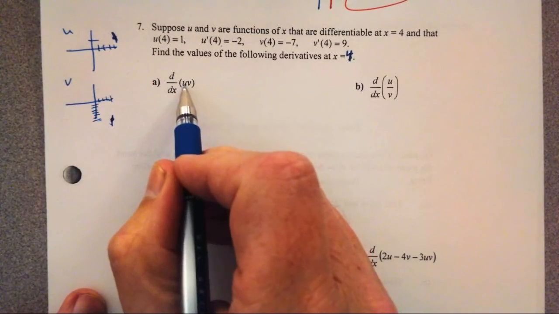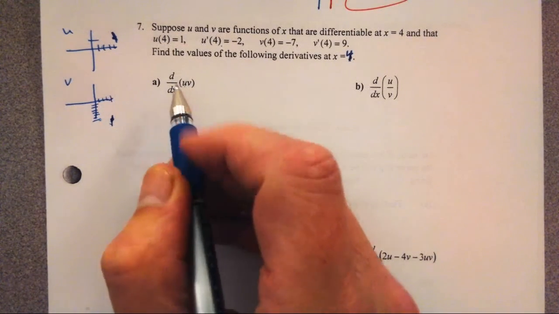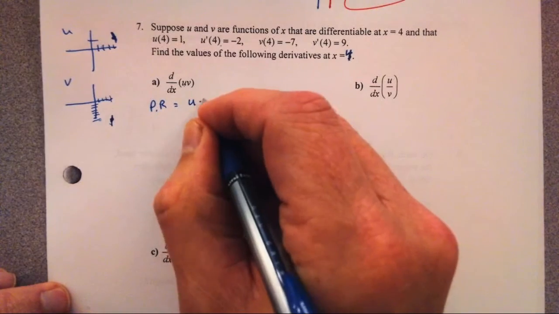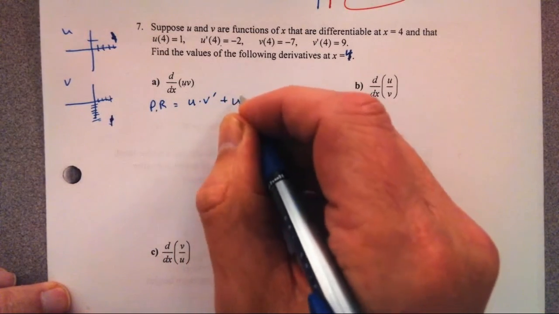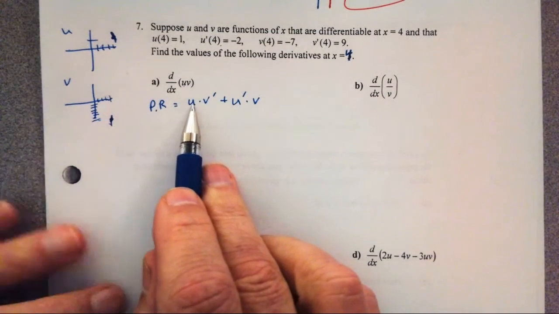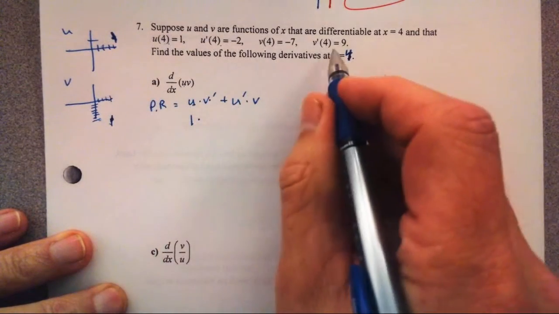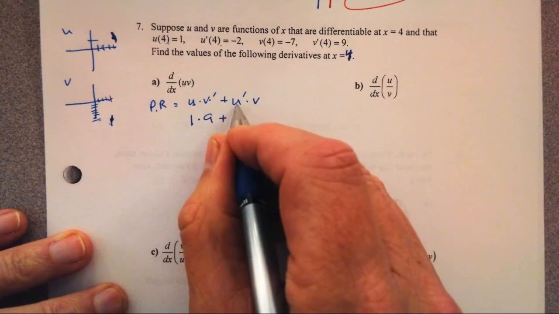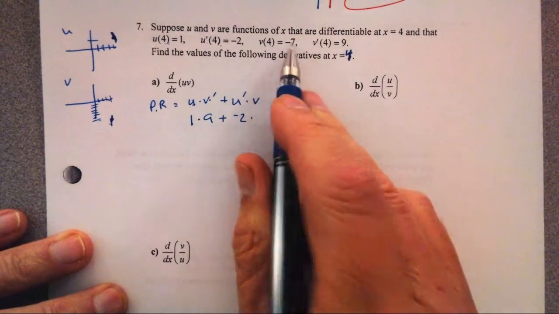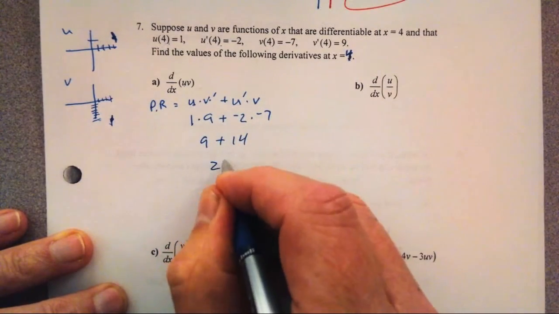This says find the derivative of function u times function v, or the product of u and v. Therefore, by product rule, that would be first function times the derivative of the second plus the derivative of the first times the plain second. You just got to be careful here. We want plain old u at 4. u at 4 is 1. We want v's derivative at 4, 9, plus u's derivative at 4, -2, times plain old v at 4, -7. So I get 9 plus positive 14, or 23.